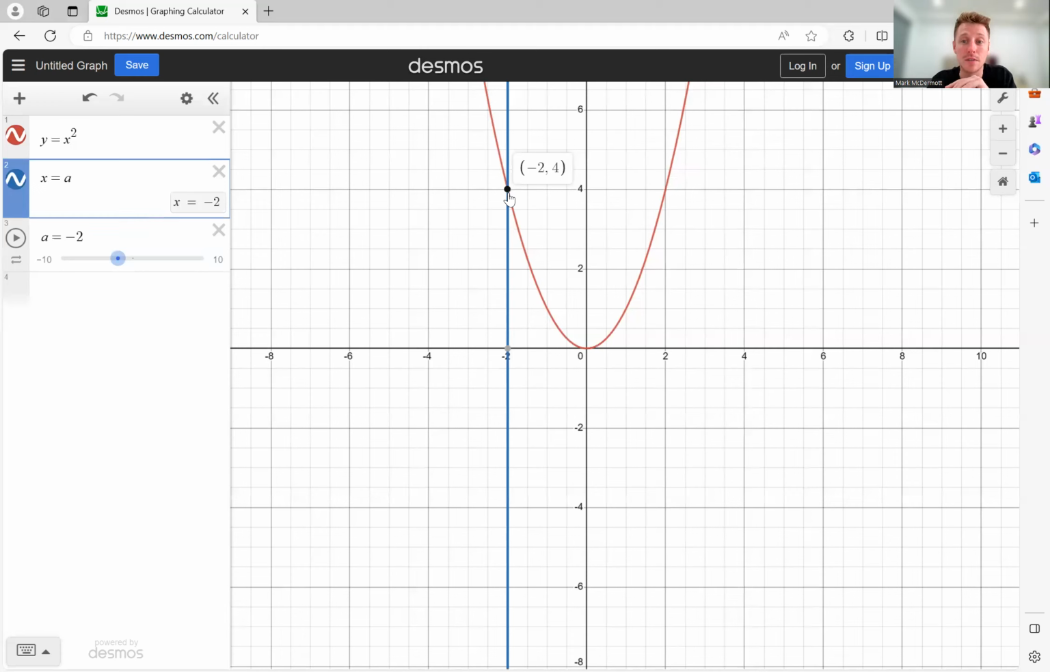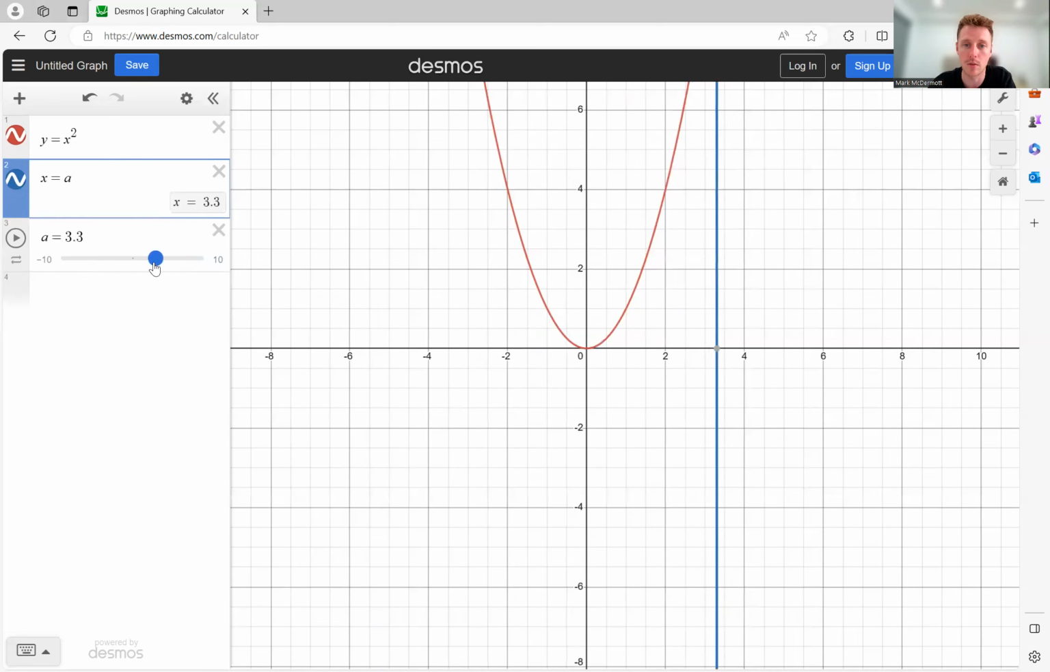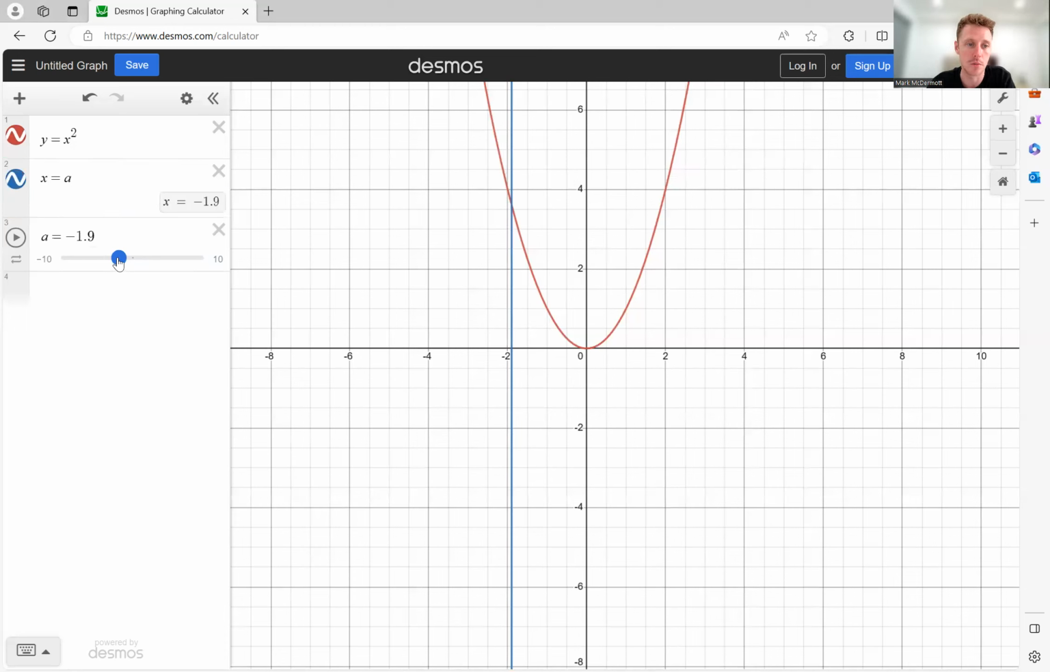So this is a function because it's passing the vertical line test. We can see there's nowhere I can draw this blue line where I'll cross it more than once, but it's actually not a one-to-one function because at x equals negative 2 and x equals positive 2, both of the y values equal 4. So this is what we actually would call a many-to-one function.